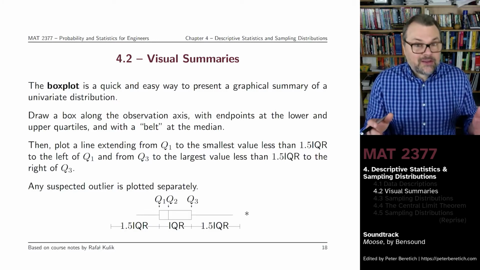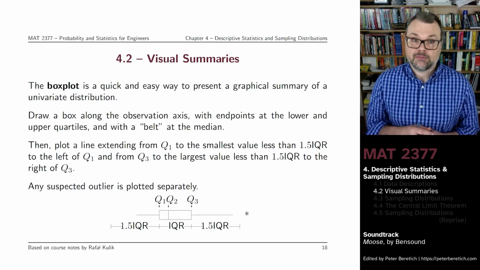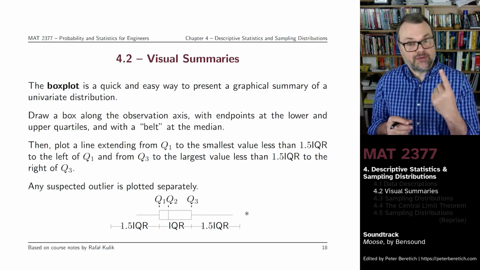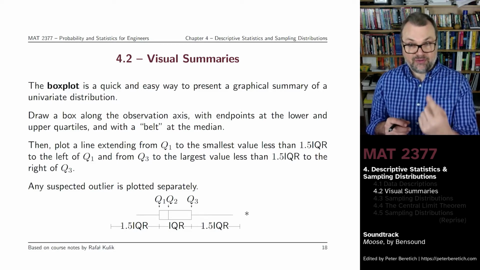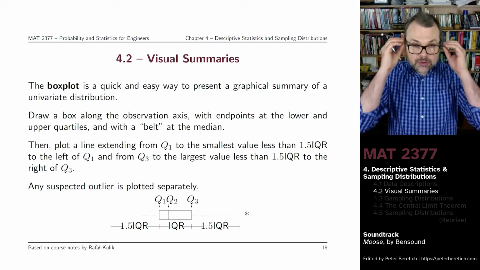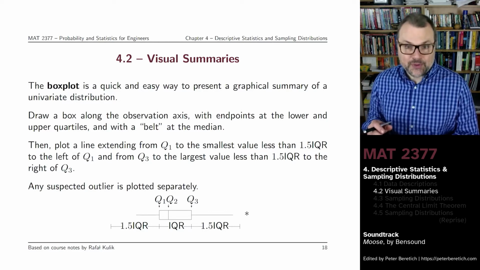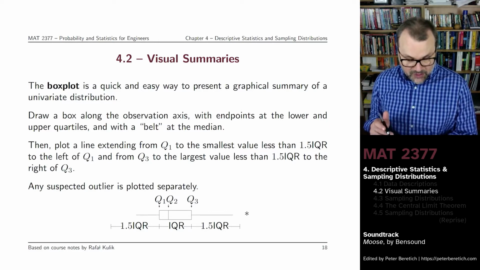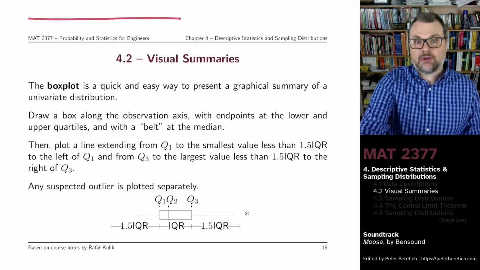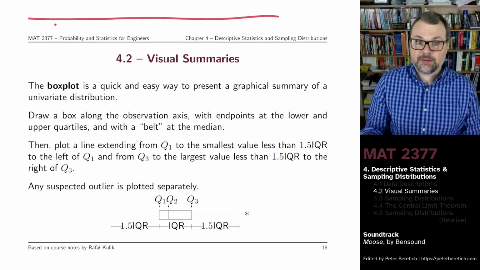An easy way to visualize the distribution of one numerical variable is to use a box plot. It gives us a nice graphical summary of this univariate distribution, and only one variable at a time. This doesn't work for joint distributions. What you're going to do is draw a box along the observation axis. So if you have measurements, say, which are meant to be x values on the line, the box plot will be drawn along this axis.